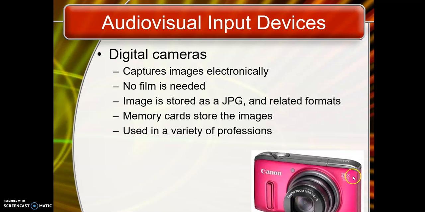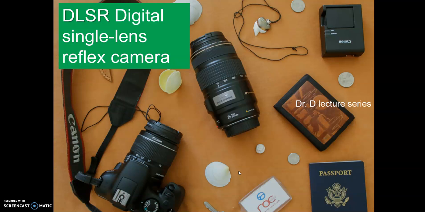So this device is 20 megapixel. You can see memory cards are used for storage of the images. It also has some internal memory as well. Another advanced form of this digital camera is the DSLR, an abbreviation of digital single lens reflex camera. You can see in this picture that it has an extended lens, and you can perform advanced functions using a DSLR.